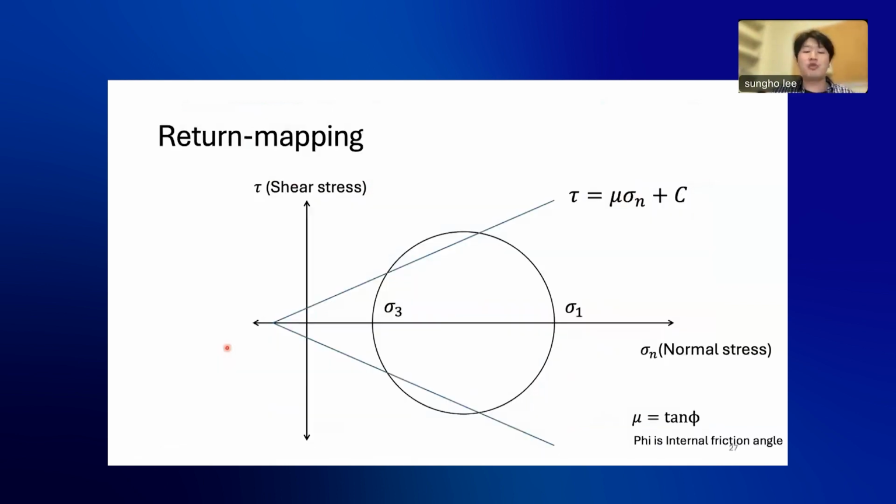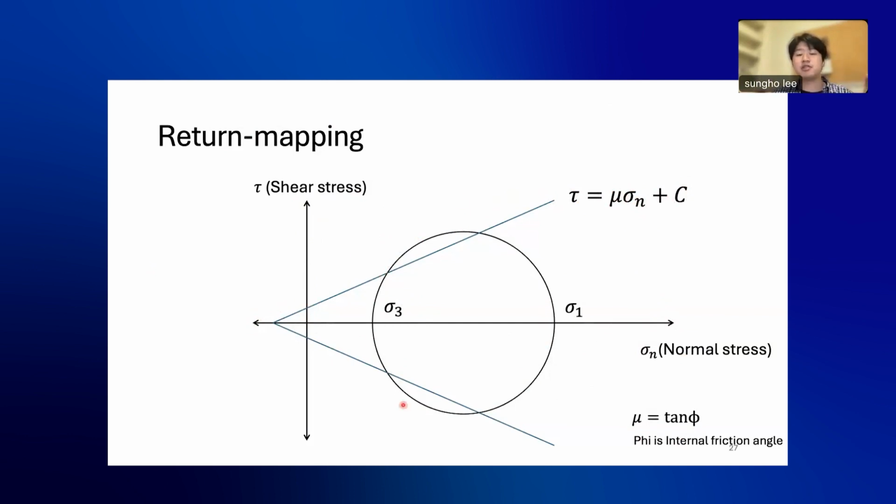And I don't know, are you guys familiar with this type of diagram? We call it a Mohr circle. Using the principal stresses, this is sigma 1, this is sigma 3, I can draw the Mohr circle like this. And additionally, I can plot the failure criterion line using this equation. Tau is shear stress and sigma n is normal stress. Mu is the slope, the frictional coefficient. And C is the intercept on the Y axis, that is the cohesion.